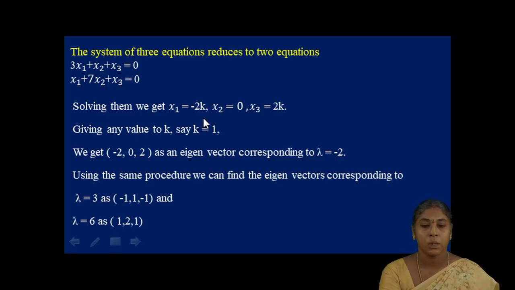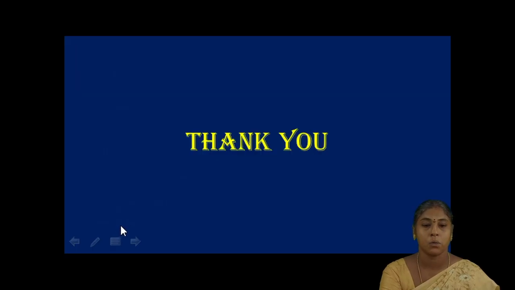We get x1 is equal to minus 2k, x2 is equal to 0 and x3 is equal to 2k, and whenever we put some arbitrary value for k as 1, we get the corresponding eigenvector as minus 2, 0 and 2. So, an eigenvector corresponding to lambda equal to minus 2 is minus 2, 0, 2. Using the same procedure, we can find the eigenvector for lambda equal to 3 and lambda equal to 6 also. Thank you.